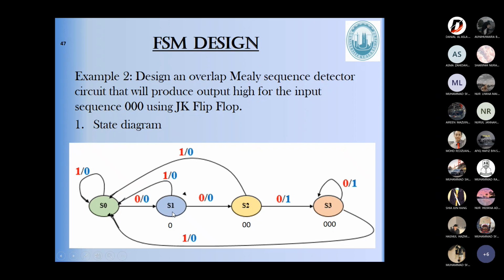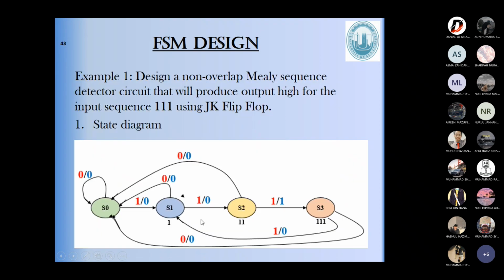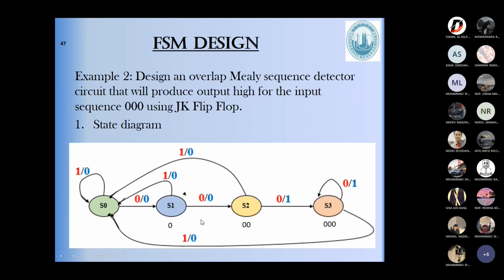Okay, so state 1 is where you found the first 0. State 2 is when you found the second 0 consecutively. And then the third state is when you found the third 0. Maksudnya you found yang dia nak lah. 000. Tadi 111 kan? Tadi 111. So dekat drawing tu saya lupa nak tulis kat bawah. Tukar kat bawah.